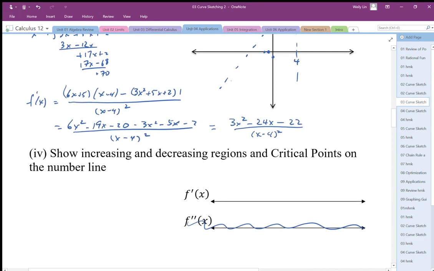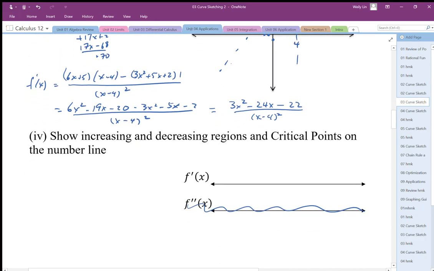Now to find my max and min, I need to solve where the derivative is equal to 0. Okay, so basically I'm going to solve the quadratic equation in the numerator. I'm not going to worry about the denominator. I just need to make sure that it's a restricted value. If my x equals that restricted value, then I know that there's something fishy going on here.